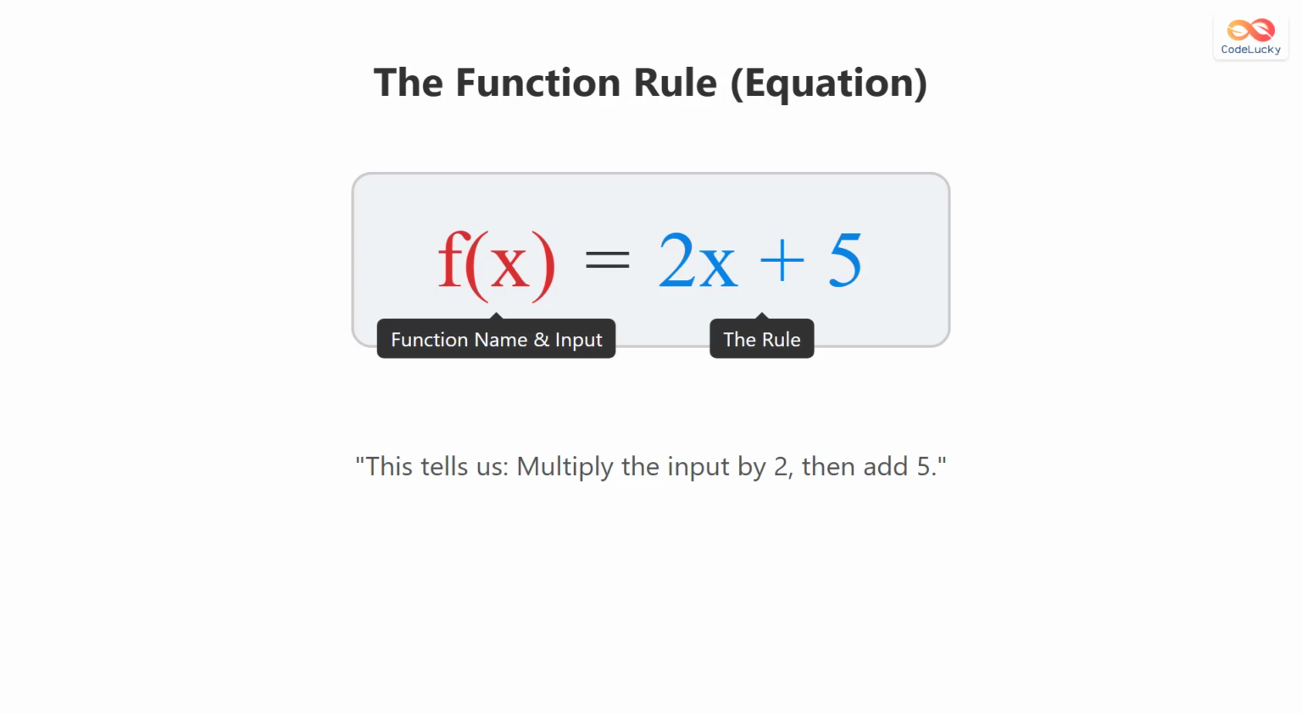Here is a typical function equation. f of x equals 2x plus 5. On the left side, the f of x just names the function and tells us the input variable is x. On the right side, 2x plus 5 is the rule. This rule tells us what the machine actually does. In this case, it takes the input, multiplies it by 2, and then adds 5.